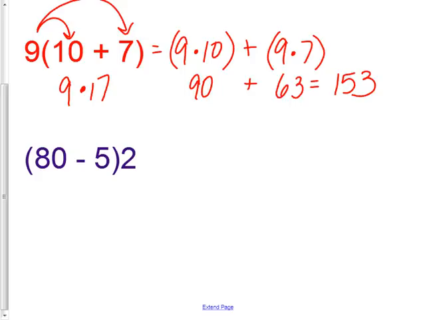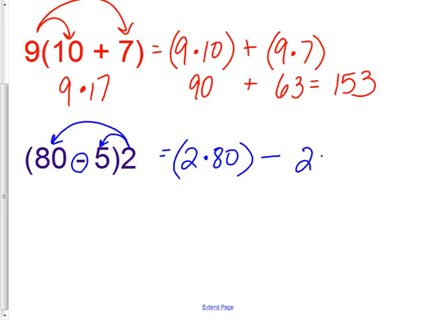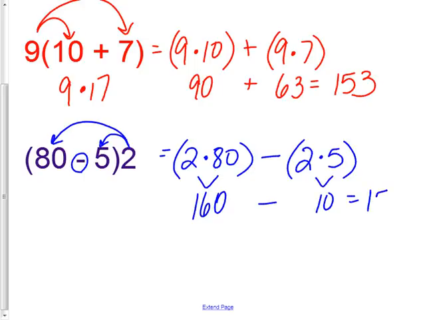I can do this with subtraction as well. It works the same way. I'm going to get 2 times 80 minus, because it's a subtraction sign, 2 times 5. 2 times 80 is 160, and 2 times 5 is 10. Whoops. 160 minus 10 is 150. What I could also look at this as is 75 times 2, because 80 minus 5 is 75, and then times 2.